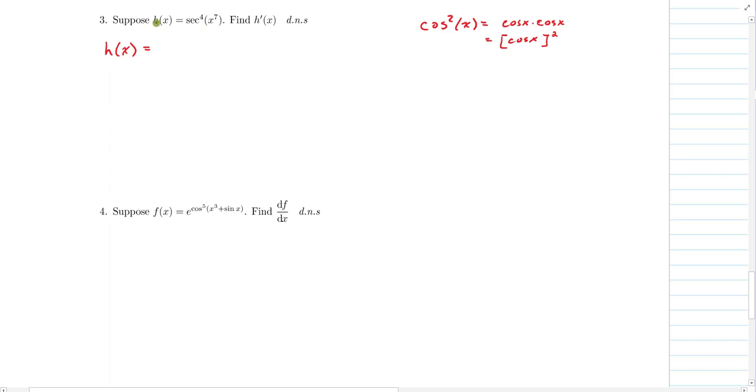So to help us see that, the first thing I'm going to do is, although this notation is perfectly fine and you will see me use it and your book will use it, I encourage you to rewrite the expression this way until you're 100% comfortable with this notation. So I'm going to rewrite h of x as the secant of x to the 7th, and then I'm going to raise all of that to the 4th power. This expression is identical to this one, but here I think it's easier to see the nested functions. So let's go ahead and give this a shot.